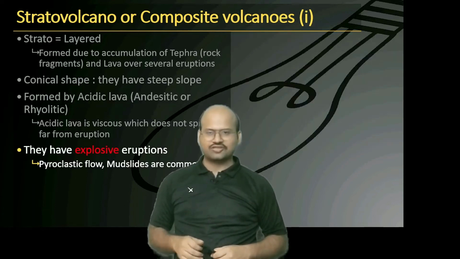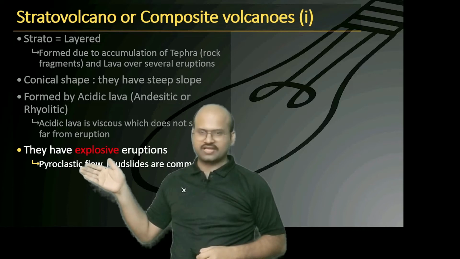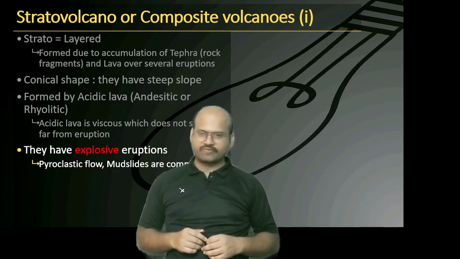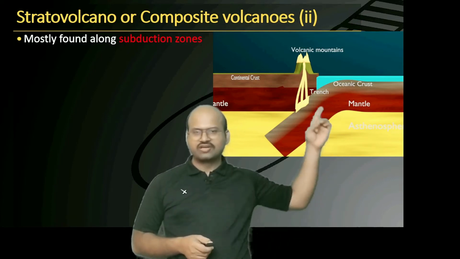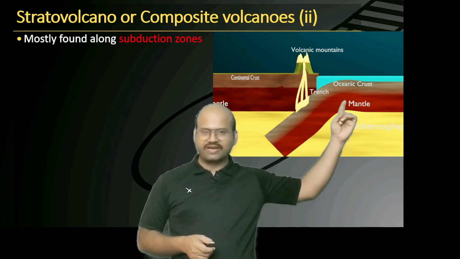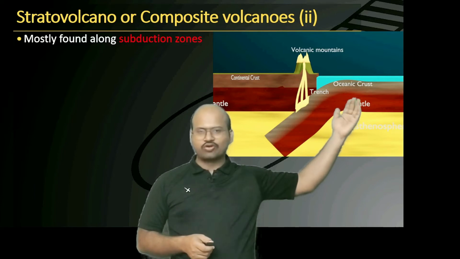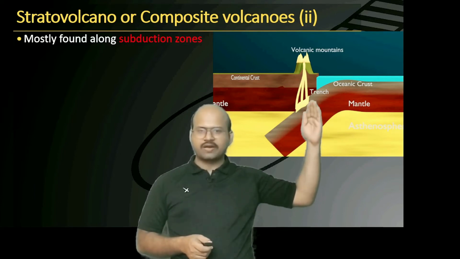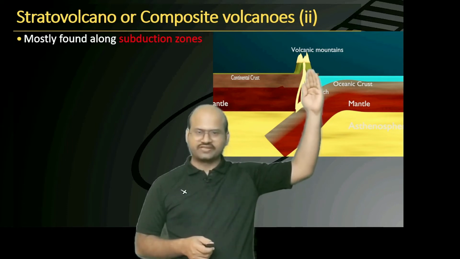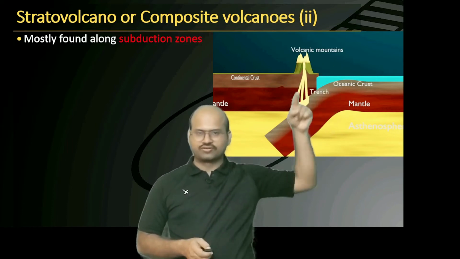Moreover, viscous lava is known to have explosive eruptions. Therefore, these kinds of volcanoes erupt with huge explosions. Now, the stratovolcanoes are mostly found around subduction zones where one oceanic plate is subducting. Now, we know when an oceanic plate subducts, the rocks of the oceanic plate are melted to form magma. This magma, when it reaches the surface, forms stratovolcanoes.